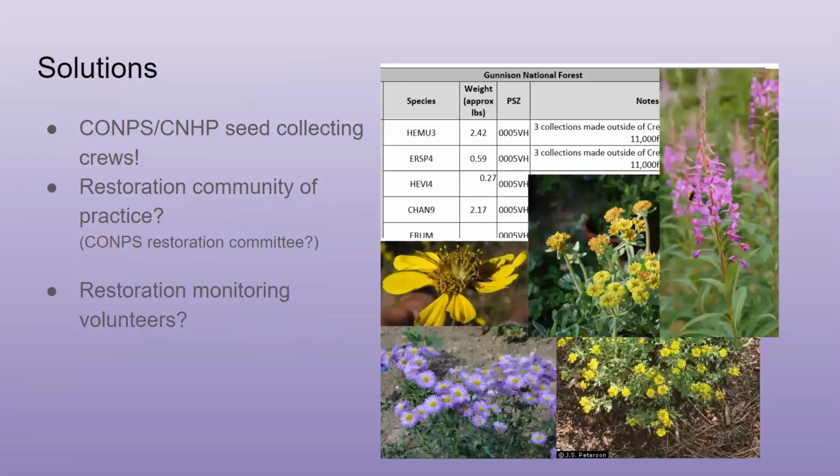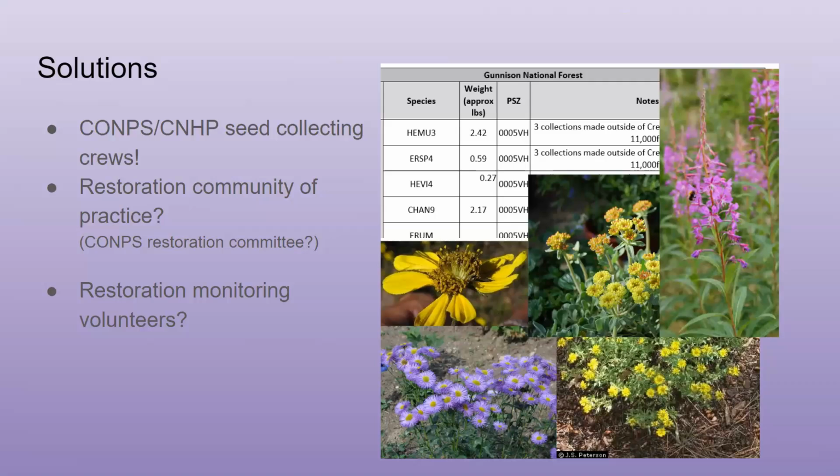And finally, some potential solutions. So I want to give a shout out to the CONIPS and CHP crew that Maggie works with. They're awesome. These are all the forbs that they collected on the GMUG this summer. So I really think that is the first step to getting that more sustainable supply that we're wanting to have.